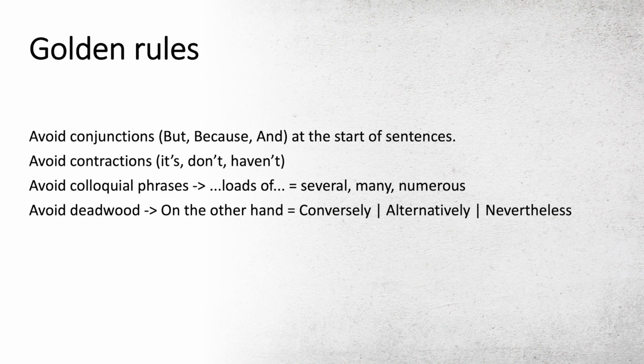Avoid conjunctions like but, because or and at the start of sentences. Avoid contractions like it's, don't and haven't. Instead it should be it is, do not, have not. Avoid colloquialisms such as loads of. Instead use words like several, many, numerous. Avoid deadwood. The phrase on the other hand could be shortened to conversely, alternatively or nevertheless. And each of those words is more academic sounding than on the other hand.